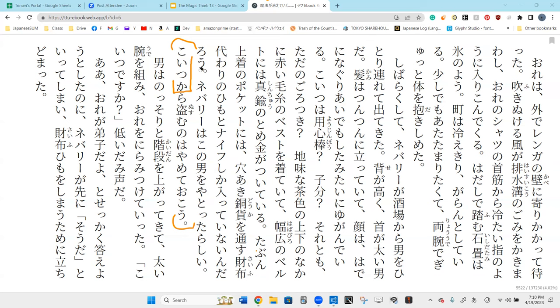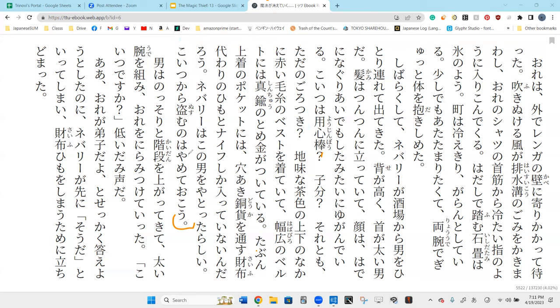Koitsu and kara. You know what koitsu means? こいつからね、盗むのはやめておこう. こいつ. So koitsu is kind of like yatsu, but it is kind of impolite to use toward a real human being. So koitsu, as we saw earlier with koitsu wa yojinbo, this guy, he's a bodyguard, perhaps?